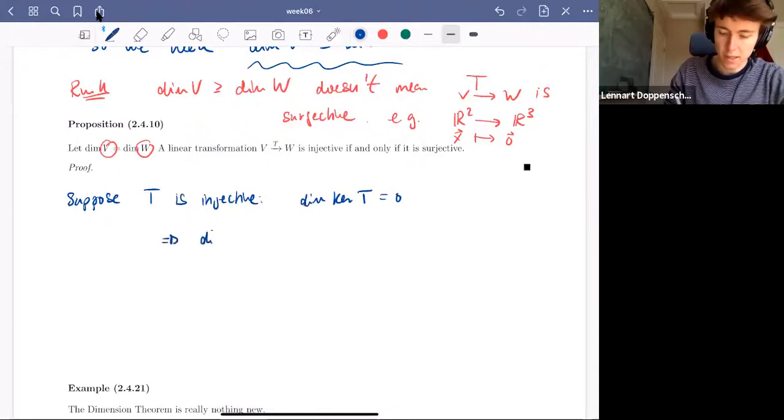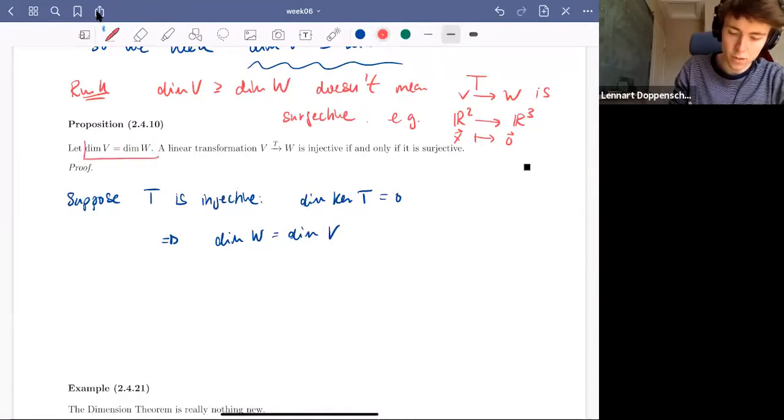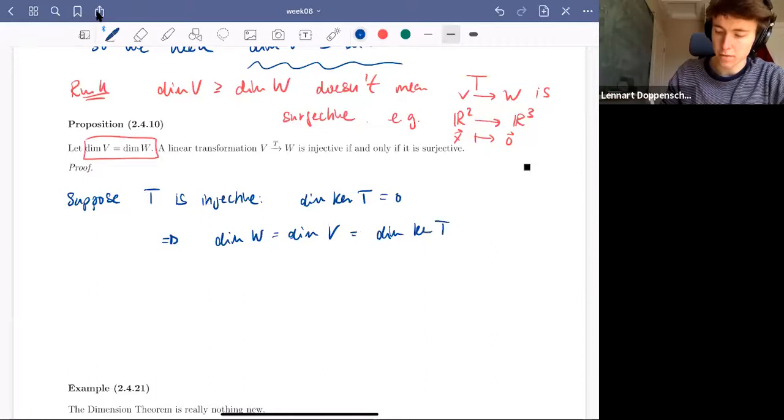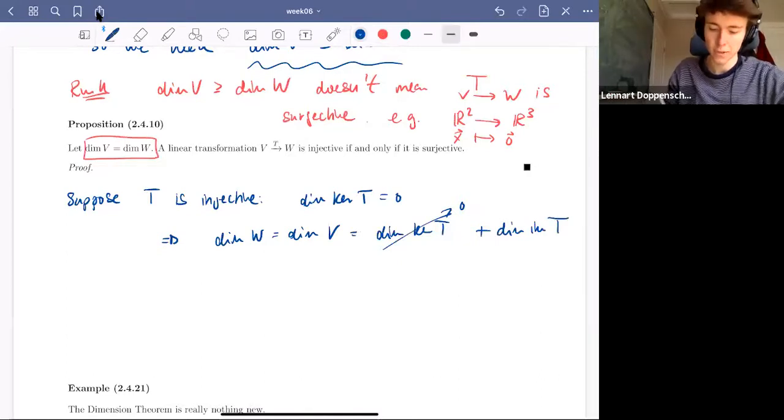And this means that the dimension of W, which was assumed to be the dimension of V, which we assumed in the statement, is equal to the dimension of the kernel of T, which is 0, plus the dimension of the image of T. And so if you compare left and right side of this equation, then this means it is surjective. So injectivity implies surjectivity as long as we have that it is going between vector spaces of the same dimension.